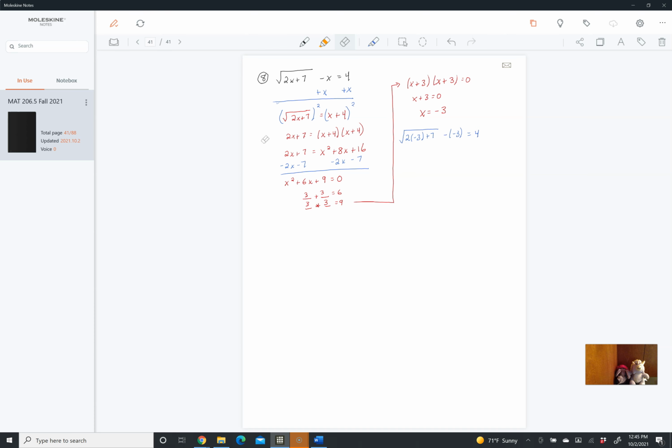Is equal to 4. This is square root of negative 6 plus 7, and this becomes a plus 3. Or square root of 1 plus 3, or 1 plus 3 equals 4. And that is the case. So x equals negative 3 is a solution. It is not extraneous.